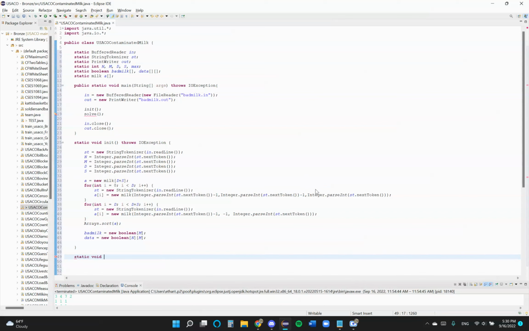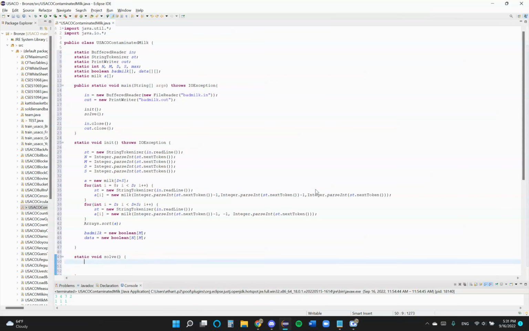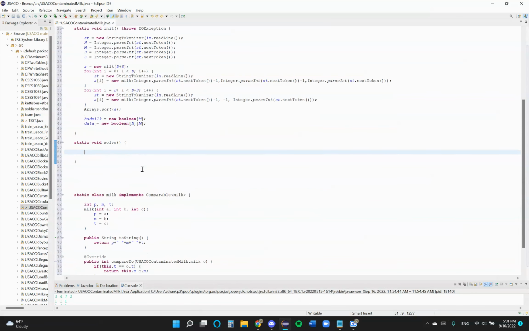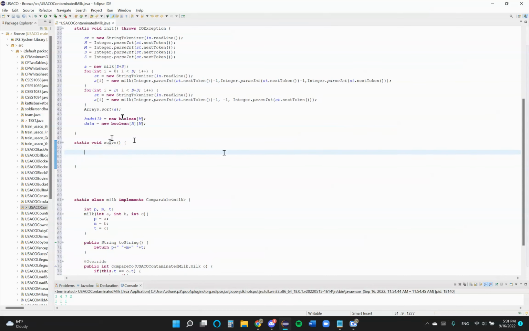Static void solve. So the first thing we have to do is fill bad milk with true, since first of all we're assuming that all of the milk are contaminated at first. So we have to do Arrays.fill(badMilk, true).